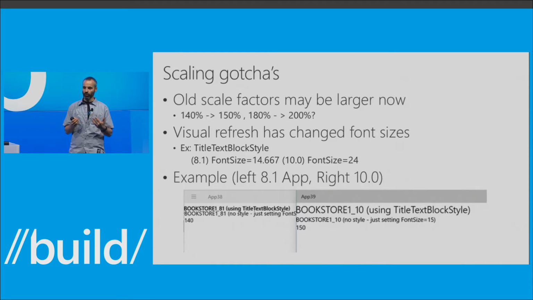Then because of our visual refresh, some of our styles changed. So you can see here, the title text block style was about 14 pixels, and the font size now is 24. So you can see how that one jumped. That might catch you, like suddenly your titles are just massive in your app, so you might want to change those.